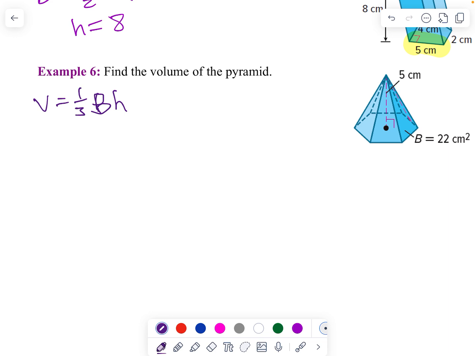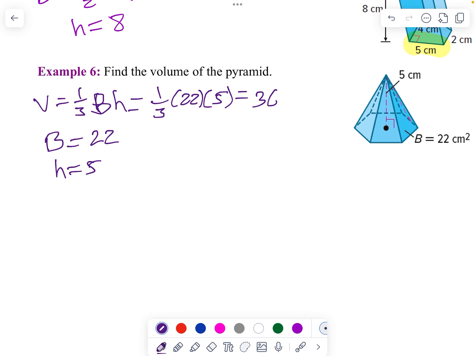Now notice on this problem, they made it kind of nice for us. They told us the area of the base was 22. We didn't have to do any other calculations. My height is 5. So we take 1/3 times 22 times 5. 1/3 of 22 times 5 is 36.7 cubic centimeters. And there's your answer.